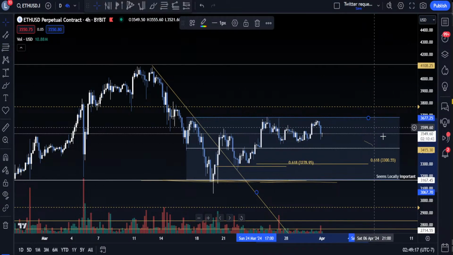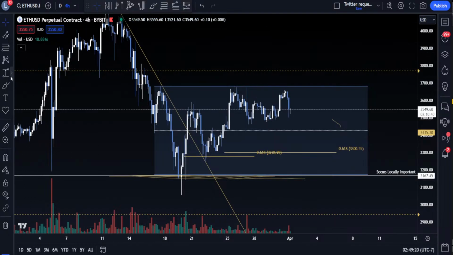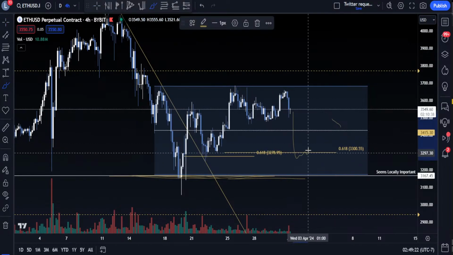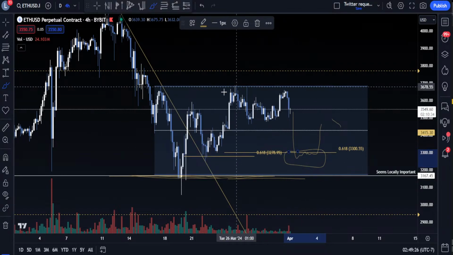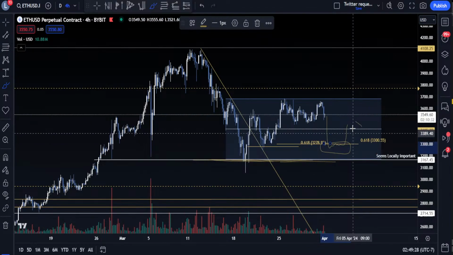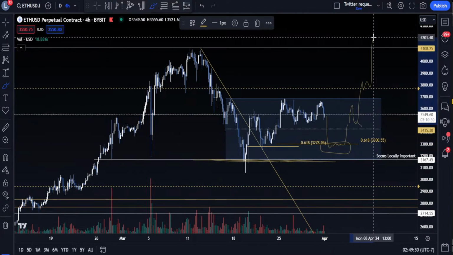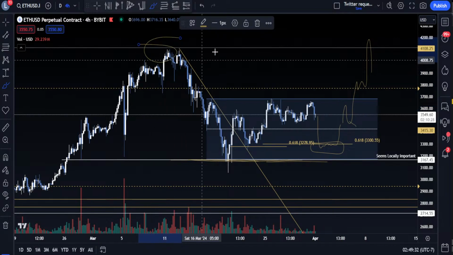Maybe it would just make sense to look, if we get that move down on Bitcoin, to look for a retest into this level, maybe as an interesting long setup on ETH. And again, probably targeting back up towards the highs here.